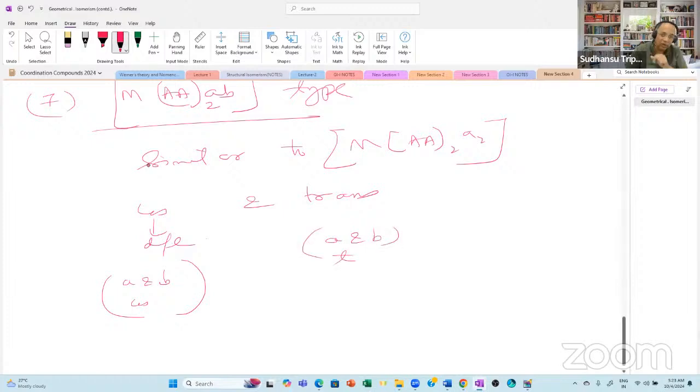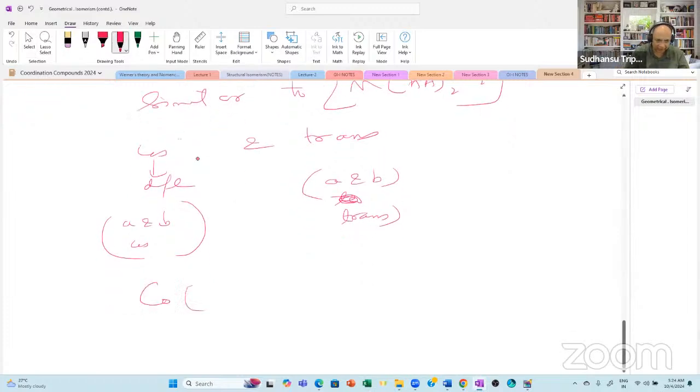In that, AA was cis, AA was trans. But the other diagram, capital A, will be the same as we have drawn before. The only change that we'll be making is, in place of small a, we will write small a, small b. So let us not waste our time. This is trans. This is AB trans. So the example we can formulate of our own is chlorido bis-ethylene diamine nitrito-N cobalt(III).